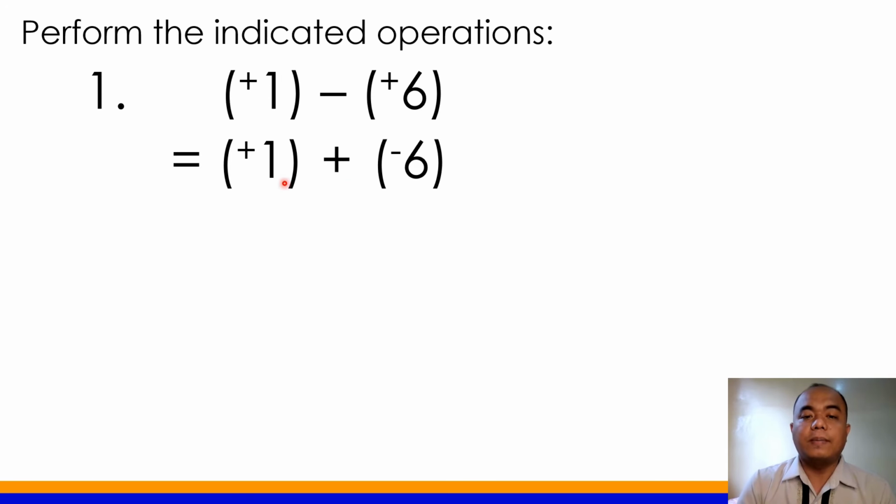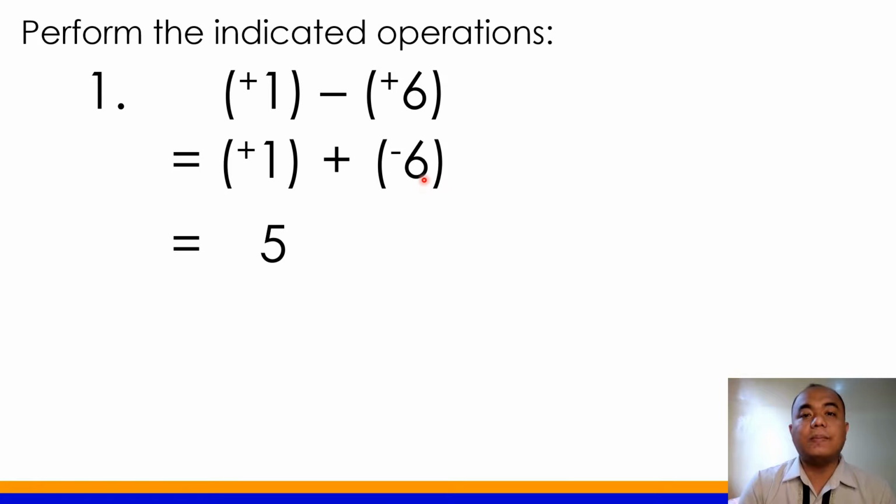Now, we will apply the ruling in addition, class. Kapag magkaiba ang kanilang sign, magsasubtract tayo. Isasubtract natin ang kanilang absolute value. So, i-disregard natin yung mga sign, magiging 6 na lang at ito ang magiging 1 na lang. So, ang 6, isubtract natin sa 1. How much? Yes, 5 ang answer.